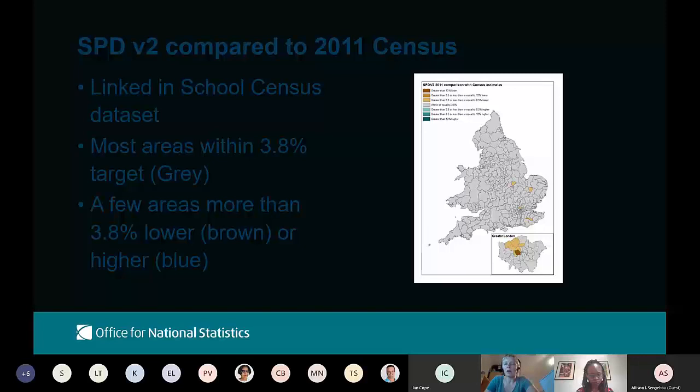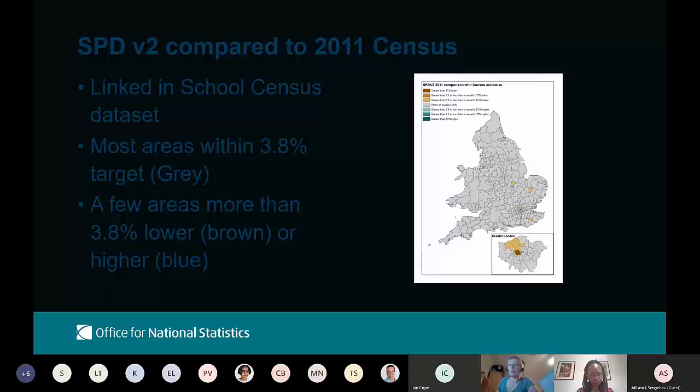That 3.8% target came from the quality that we have in our population estimate system at the moment, but I won't say too much about that because it's quite complicated how we came to that number. Suffice to say, I think it's important to have an idea of the quality that you're aiming for. Having looked at the map, the grey areas would suggest that we were doing quite well.